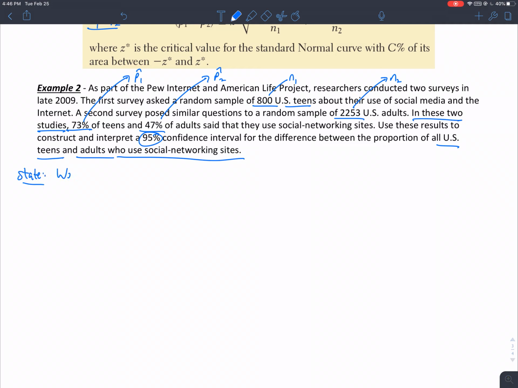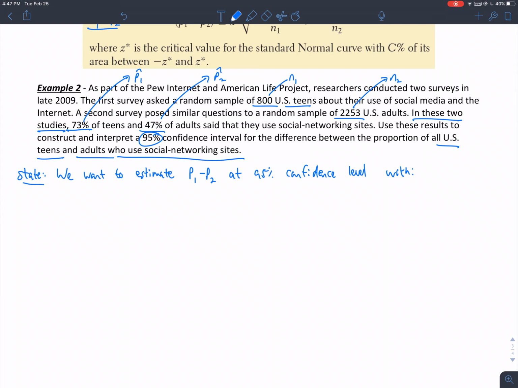State. We want to estimate P1 minus P2 at 95% confidence level, okay? Estimate P1 minus P2. So P1 would be the true proportion of US teens who use social media minus the true proportion of US adults who say they use social media.